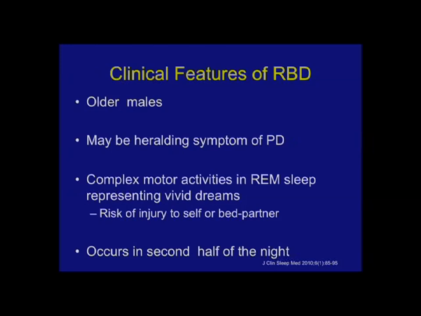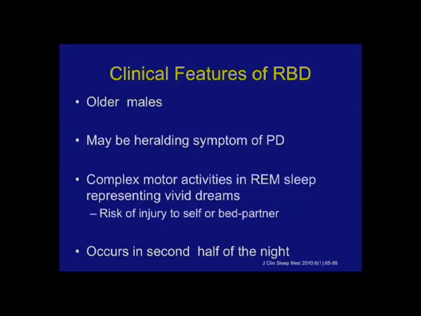And REM sleep behavior disorder often occurs in older males, and it may be the heralding symptom of Parkinson's disease. And there's various statistics that have been shown to be associated with Parkinson's disease. And some of the literature reports that close to 50% of patients in 10 years will develop Parkinson's disease if they present with REM sleep behavior disorder. Patients will often have complex motor activities in REM sleep, and they often will act out their vivid dreams. There's a serious risk of injury to themselves or to their bed partner. It occurs in the second half of the night when REM sleep is greatest.